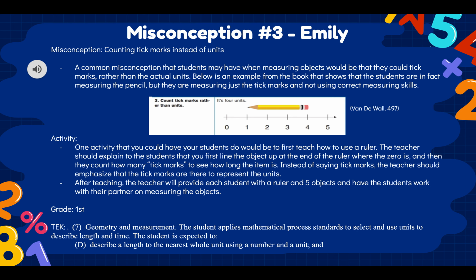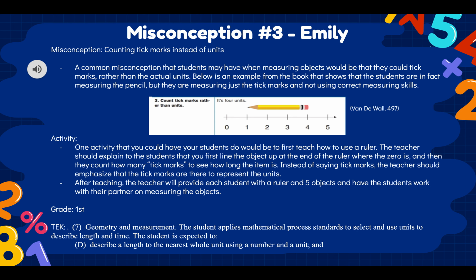My common misconception is counting tick marks instead of units. This misconception is when students who may be measuring objects would count the tick marks rather than the actual units. So counting 1, 2, 3, 4 instead of 1, 2, 3, 4 inches or centimeters or whatever it may be. And then below is an example from the book that shows that the students are in fact measuring the pencil, but they're measuring it by just the tick marks and not lining it up on that 0 and measuring it correctly using units.